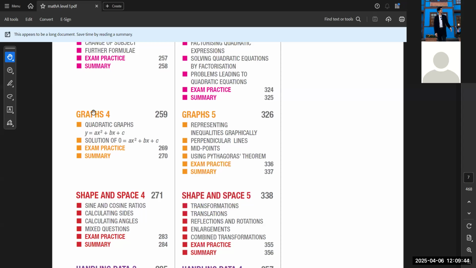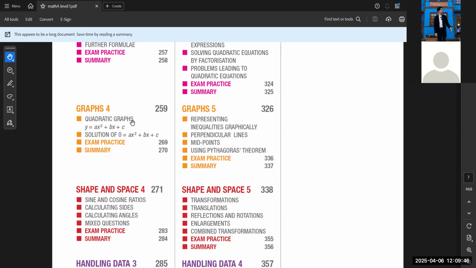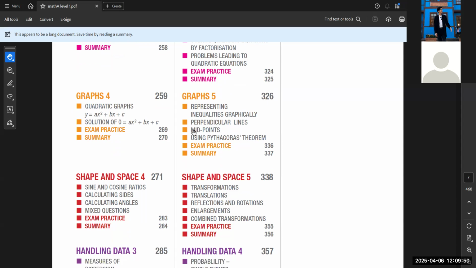So today, quality, particular lines, midpoints, and using Pythagoras theorem.